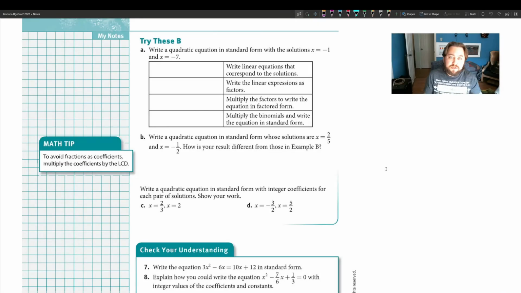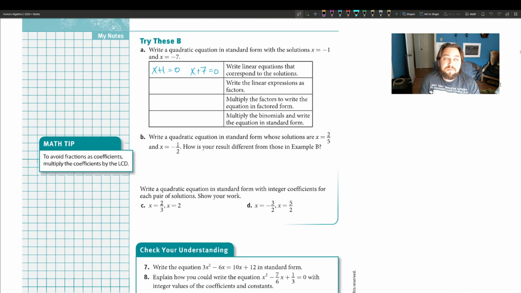So I'm going to flip over to this part. I think this is a very important skill to have, and that is essentially doing this backwards, okay? So let's take a look at B. It says, write the quadratic equation in standard form that has the solutions -1 and -7. So I'm going to start by writing the two linear equations that make this work. And that would be x plus 1 equals 0 and x plus 7 equals 0.